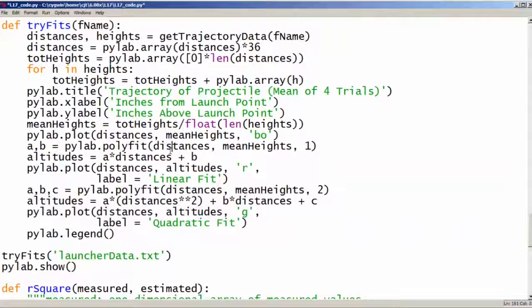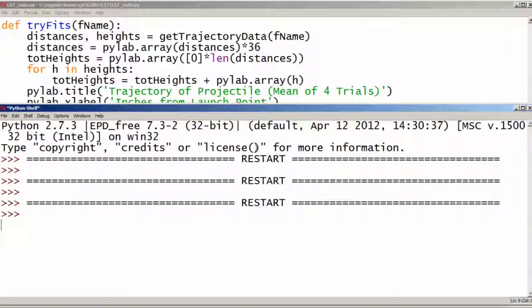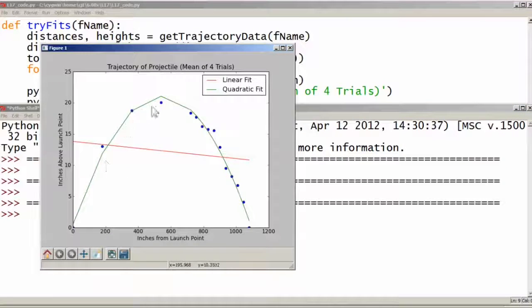So this is just an addition of fitting a second degree equation to the data. And let's see how that goes. So we're going to save this out and run it again and look at the plot. And yes, here we go. So this curve here actually looks like it fits the data pretty well.